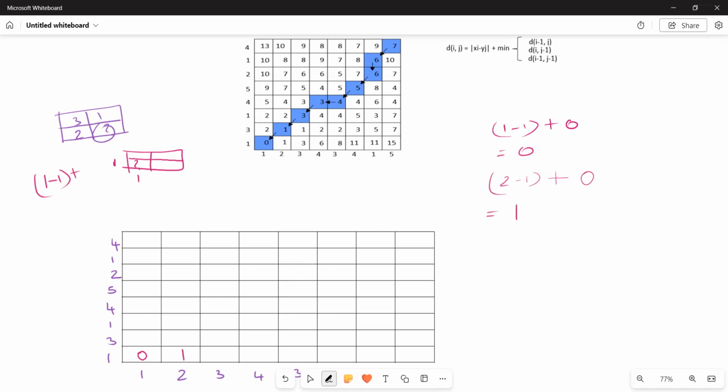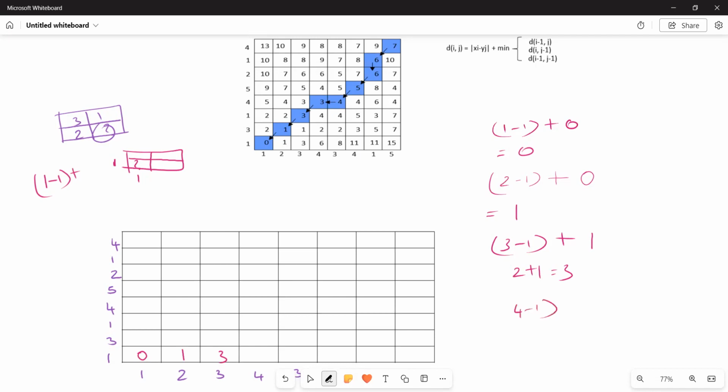Let me do the same for this value too. Here it is 3 minus 1, plus now I have this box here, where this value is the only value right now. So 3 minus 1 is 2, plus 1, again 3. So you have your 3 here. And coming to the next required value, your x here is 4, your y is 1.